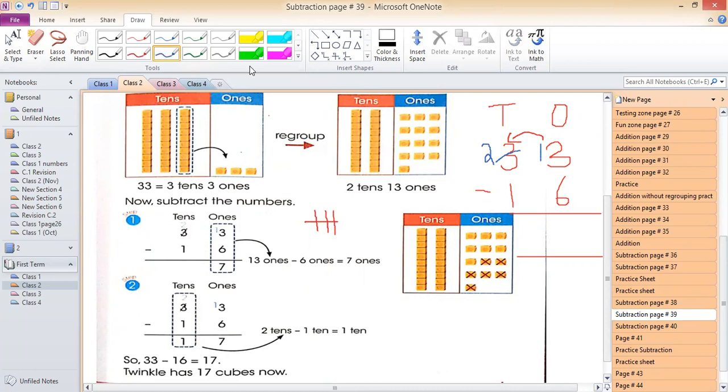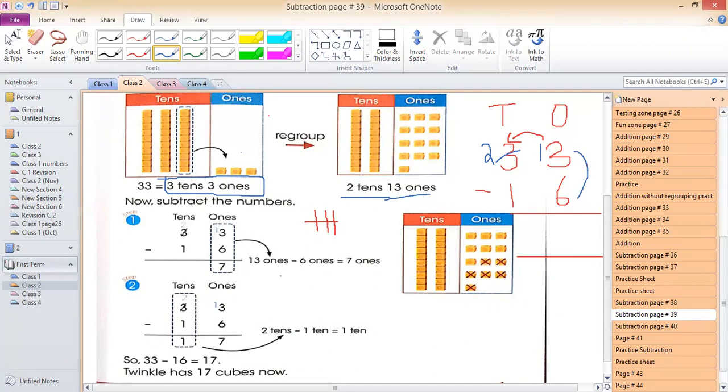So it was 33, 3 tens and 3 ones. But when you borrow 1 from the tens, there are now 2 tens and 1 ten is here with the 3 ones. So 1 ten and 3 ones, this is now 13 ones. So it becomes 2 tens and 13 ones. Now you will start subtracting the ones. Now you can easily subtract 13 minus 6.